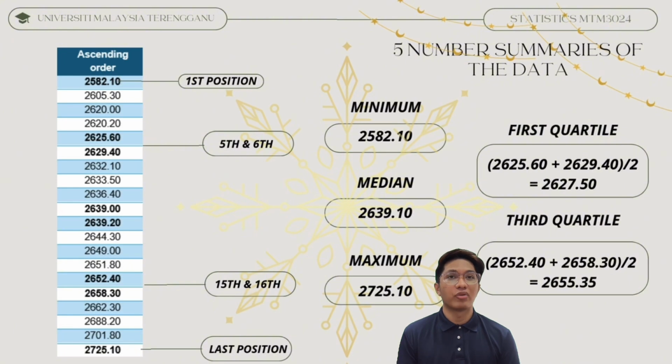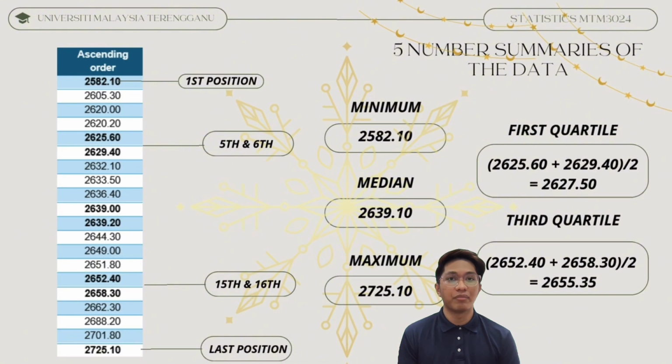The fourth one is first quartile. To find the first quartile, we need to determine the median of the data below the median, which is at the 5th and 6th position. And then we need to plus that numbers, which is 2,625.60 and plus with 2,629.40 divided by 2, and we will get the first quartile will be equal to 2,627.50.